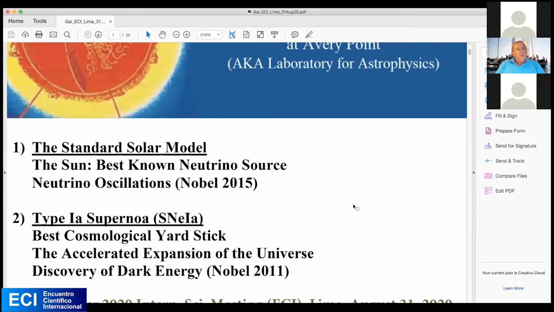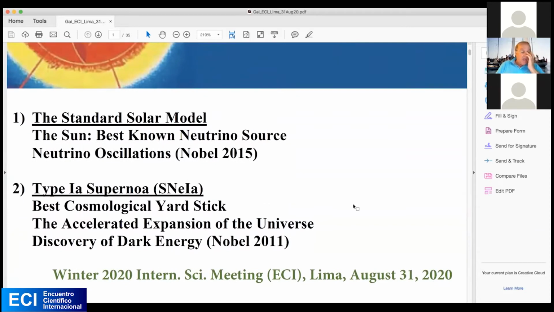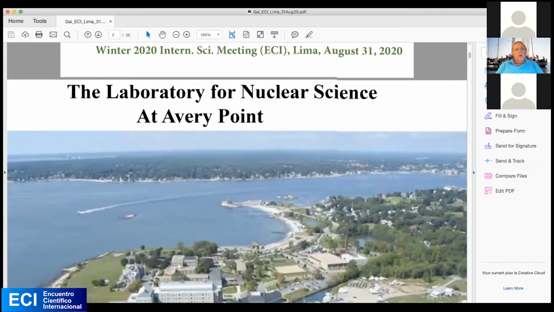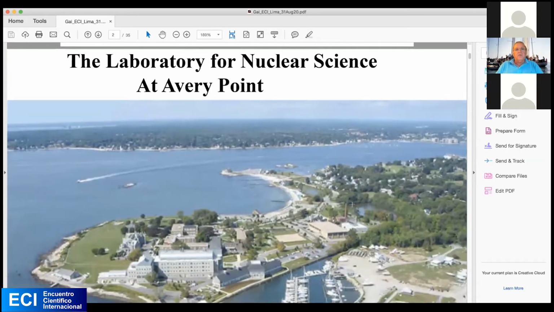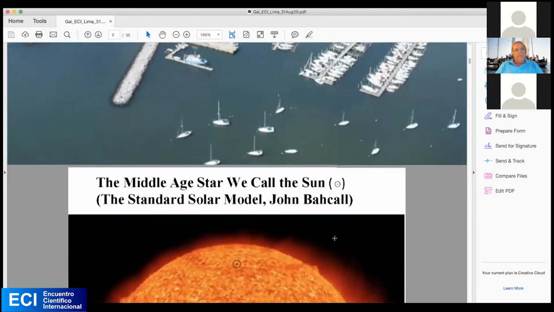Sorry, my apologies. So I'm going to continue with the idea of using stars to study fundamental physics, fundamental forces. I will use the closest star to us, the sun, and the furthest away star to us, type 1 supernova, to study some fundamental physics. So greetings from University of Connecticut. We are somewhere out there between New York and Boston in this beautiful coastline of Connecticut.